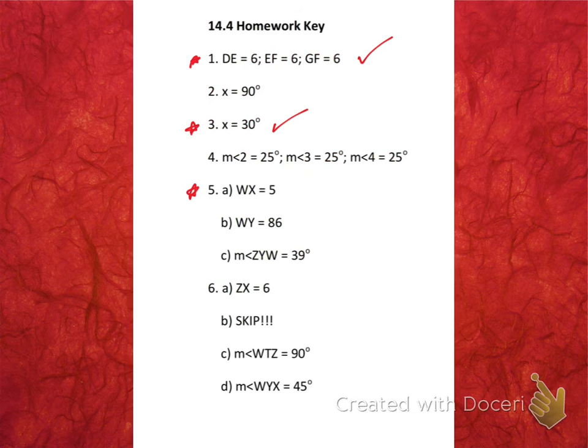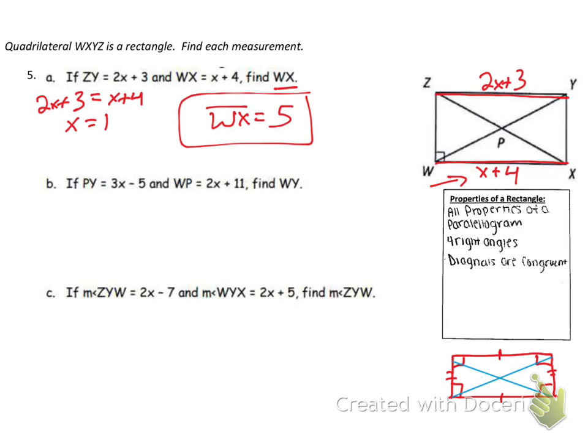Check our answer quick. WX equal to 5. All right, keep going here. If PY is equal to 3x minus 5, and WP is equal to 2x plus 11, find WY.